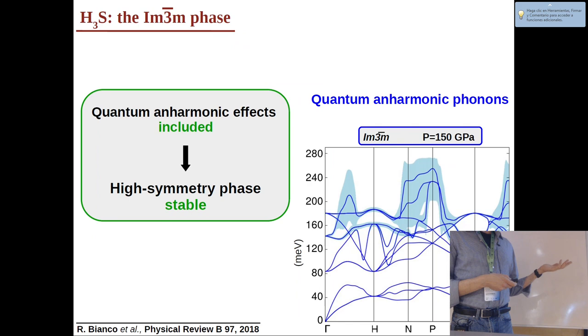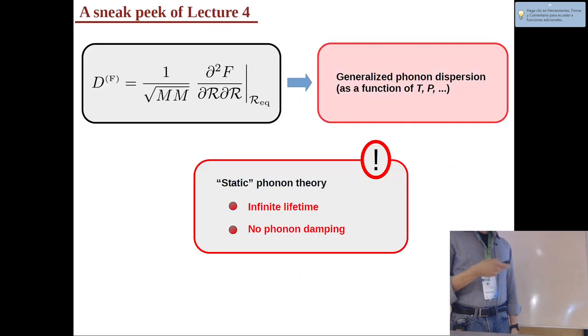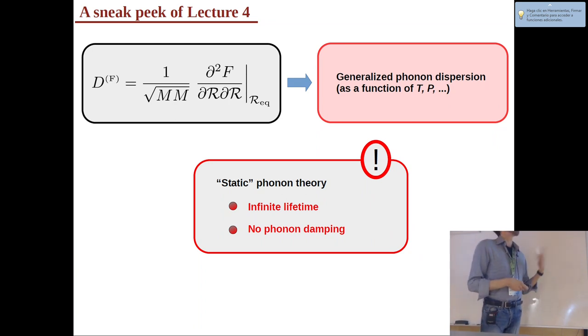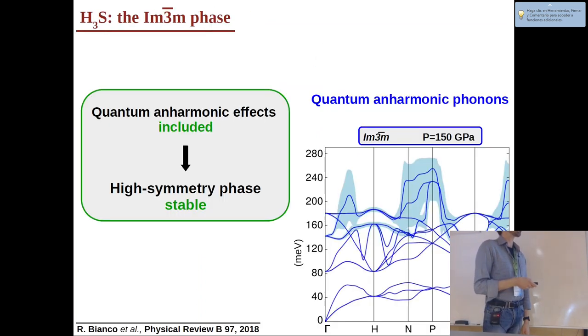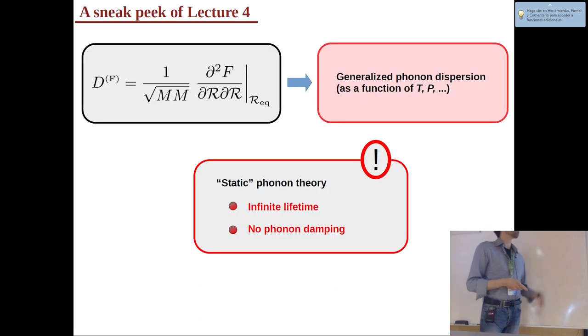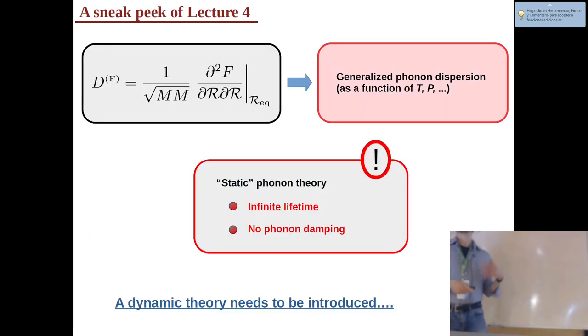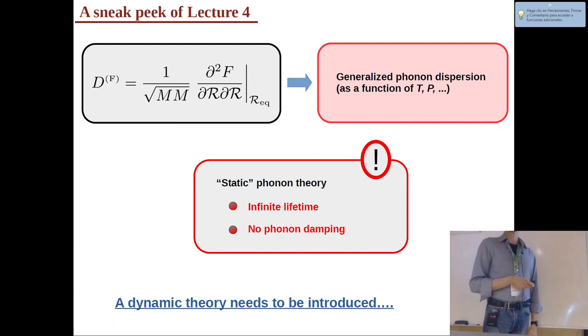What we have seen here, the line width, is something that we cannot explain so far, because what we have seen is just a static theory. We have a second derivative of the free energy, we have generalized it, but we have just phonons with infinite lifetime. There is no line width, there is no phonon damping. So in order to compute this quantity, the line width, we need to go beyond a static theory. We need to introduce a dynamical theory of the SCHA phonons, and this will be the object of the next lecture.